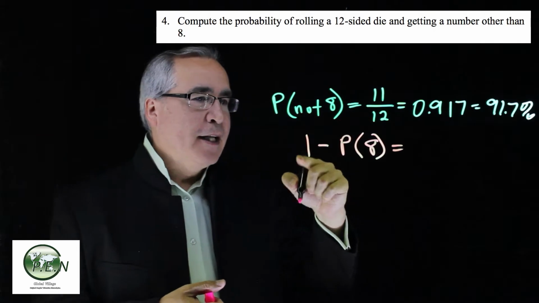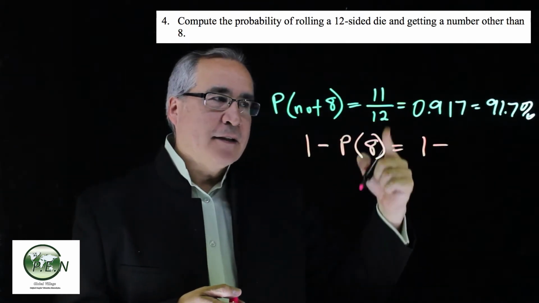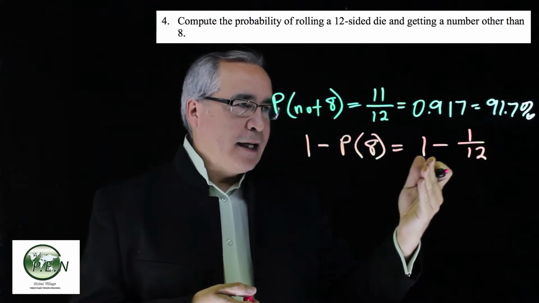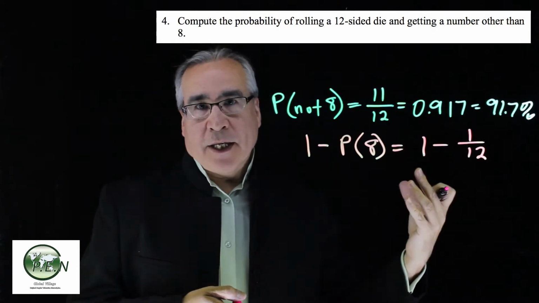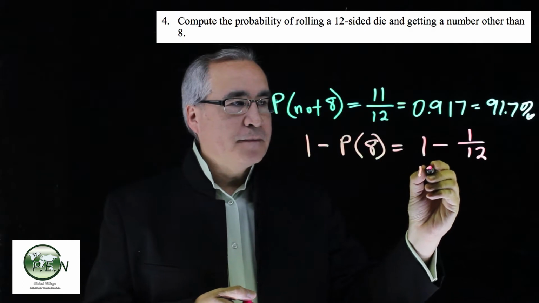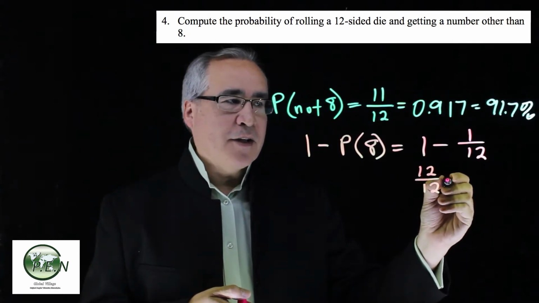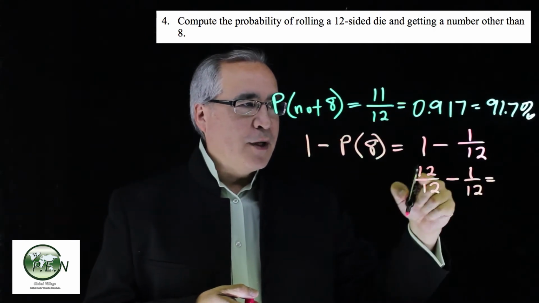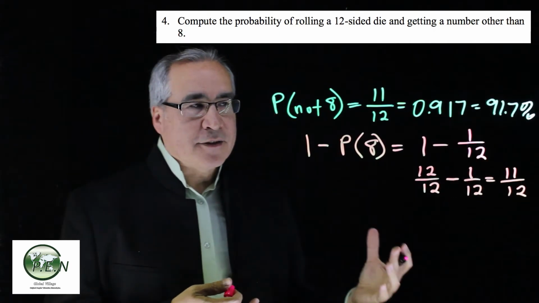Okay, so this gives us 1 minus, well, what's the probability of getting an 8? 1/12. And now we take 1 minus 1/12. Well, what's another way to write 1 that would be helpful here? We could write 1 as 12 over 12. That is indeed 1 in disguise. Subtract 1/12. 12 minus 1 is 11 twelfths. Hey, we got the same answer.